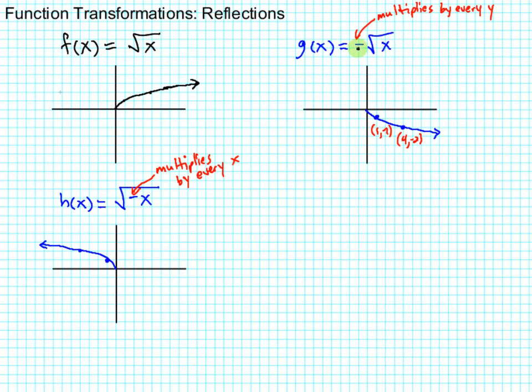So a negative on the outside affects the y values, multiplies by every y, and reflects it vertically over the x-axis. A negative on the inside multiplies by every x because it's near the x, and it reflects it horizontally over the y-axis. That's how you deal with reflections.